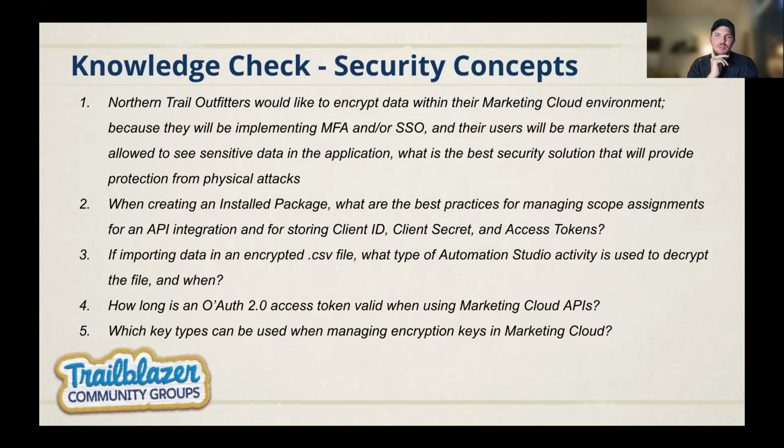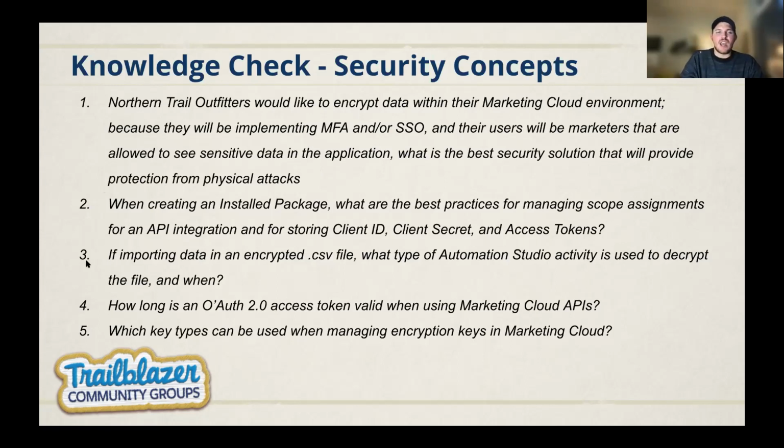All right, so really quick for this one. If I want to encrypt data within Marketing Cloud, but maybe we're implementing MFA, multi-factor authentication, and/or SSO, I might be comfortable with the fact that we probably don't need to do it at the application level, because I have a reasonable suspicion that MFA and/or SSO is going to be strong enough security to say that anybody that's in Marketing Cloud should have access to it. But maybe I want to protect against physical attacks. So we know that in this case, that's transparent data encryption. If it was application level, it would be either tokenized sending or field level encryption.